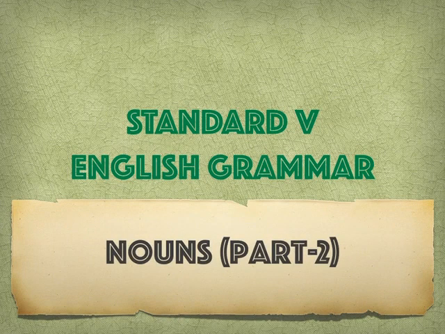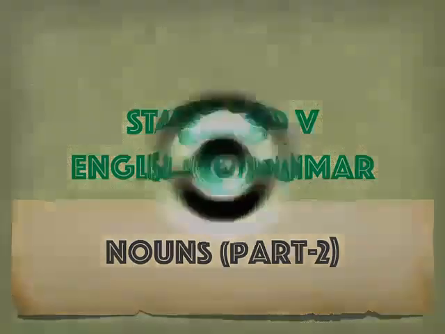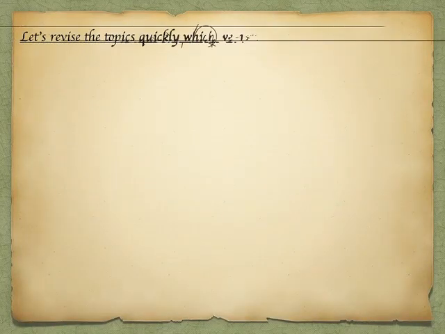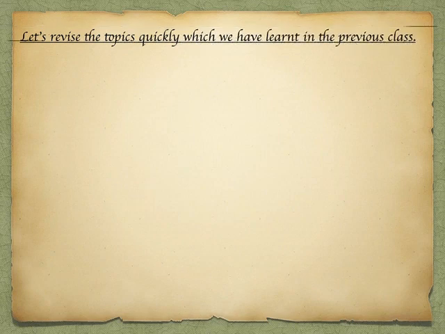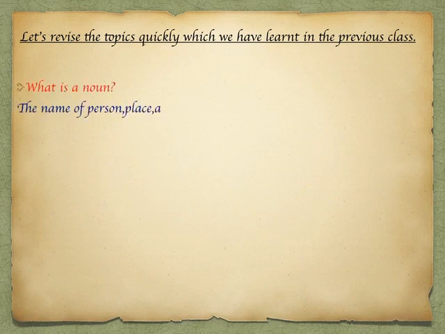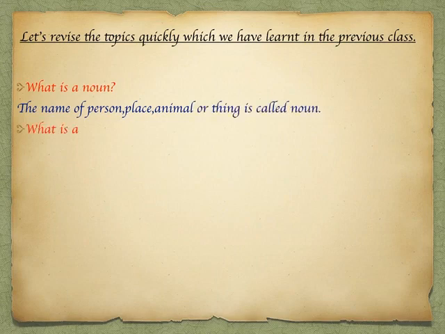Let's start with our today's class for English grammar. We would be continuing with our chapter number 2, nouns. Let us revise the topics quickly which we have learnt in the previous class. What is a noun? The name of person, place, animal or thing is called noun.